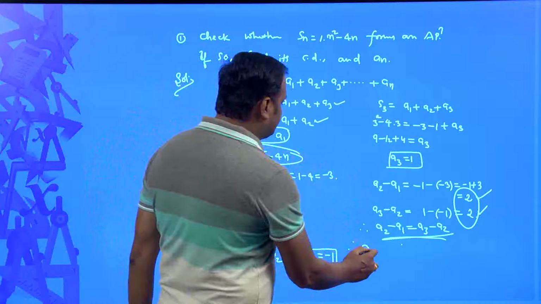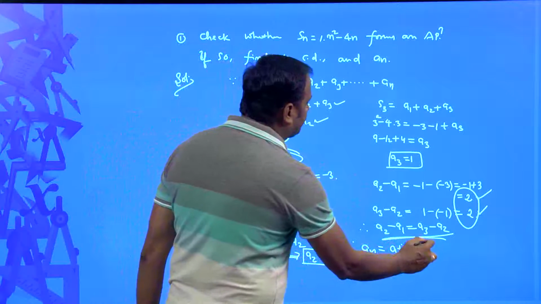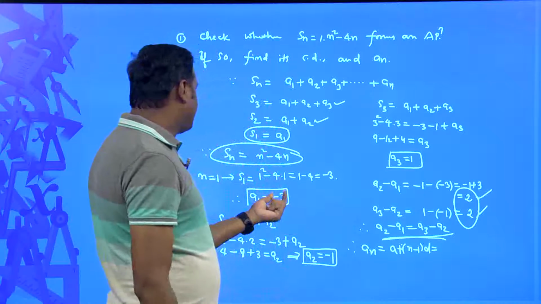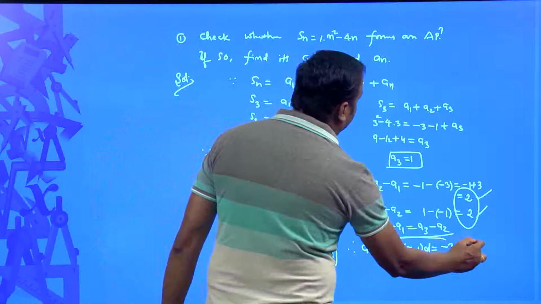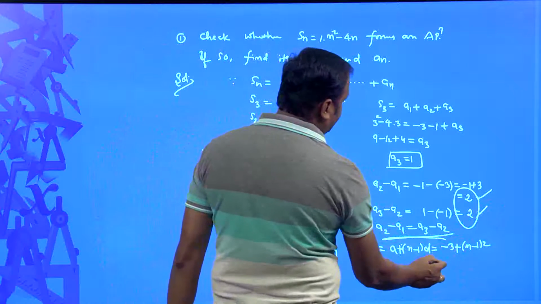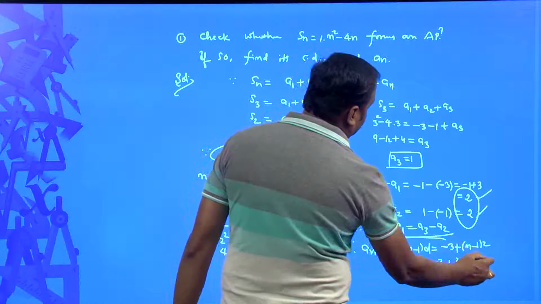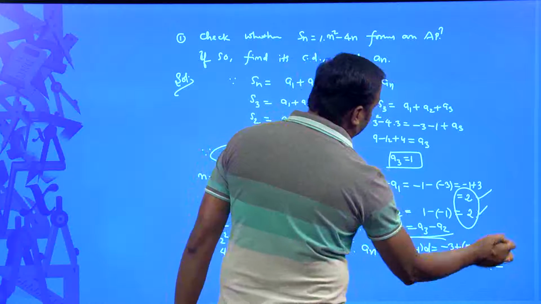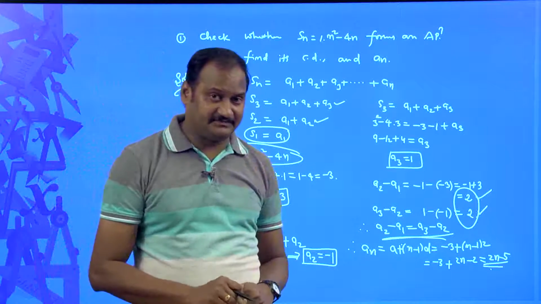Therefore, the nth term is going to be a plus n minus 1 into d, correct. a is equal to a1. What is a1 here? a1 we got as minus 3, plus n minus 1 into common difference, which is going to be 2. So, when you simplify this, minus 3 plus 2n minus 2. So, 2n minus 3 minus 2 is equal to 2n minus 5. So, this would be the nth term of the arithmetic progression.